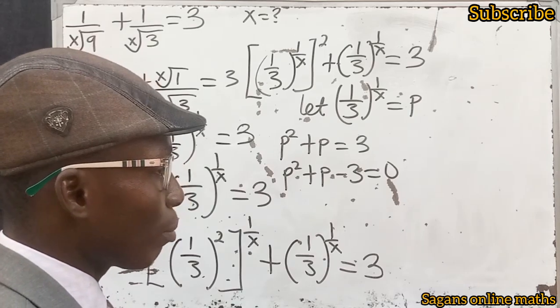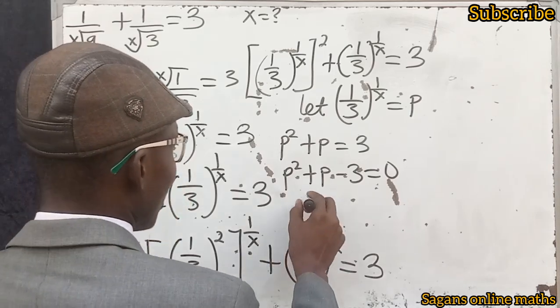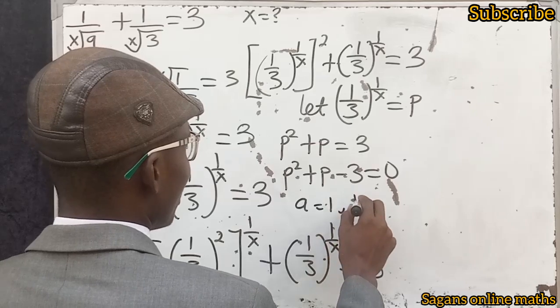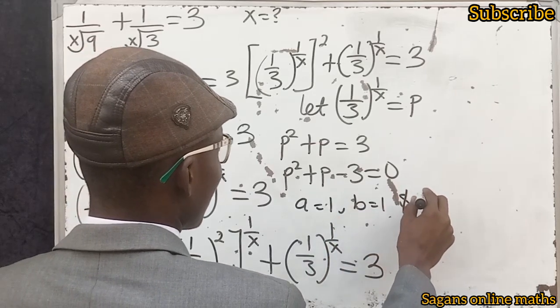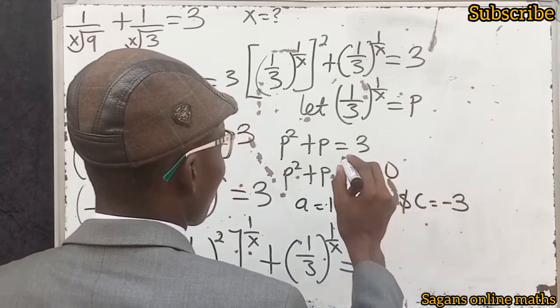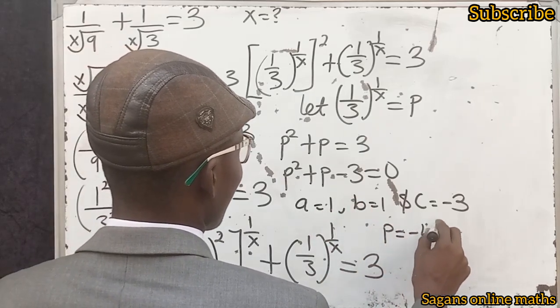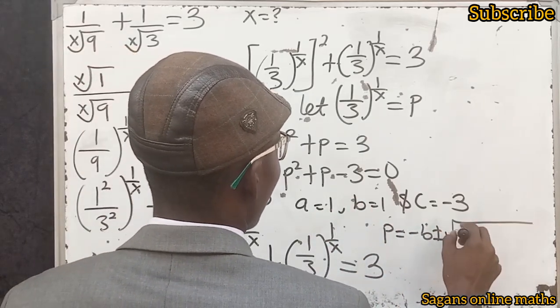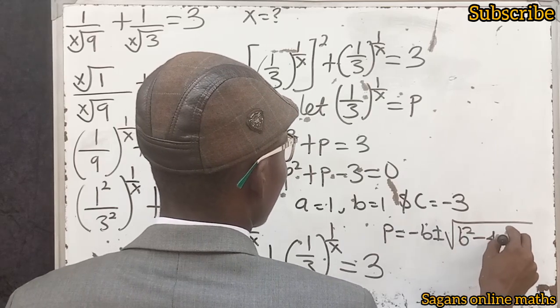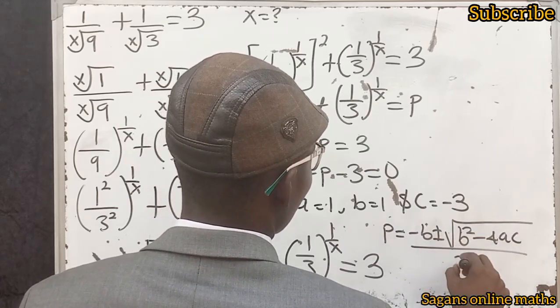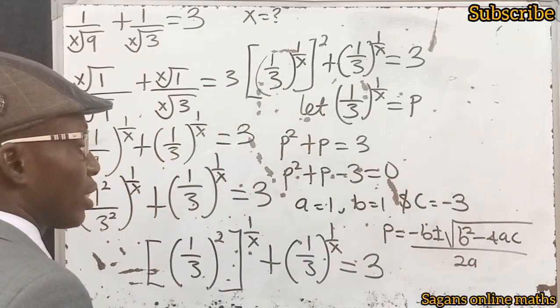But we can use the formula method to solve this. Then our a is equal to 1, b is equal to 1, and our c is equal to minus 3. It means that our p is equal to minus b plus or minus the square root of b square minus 4ac, divided by 2a.